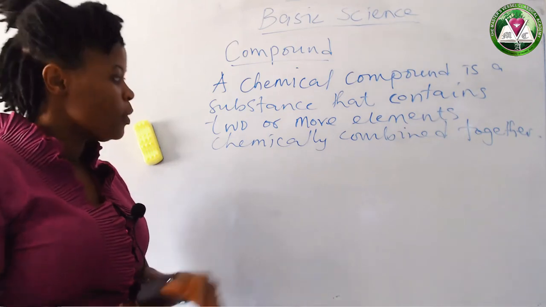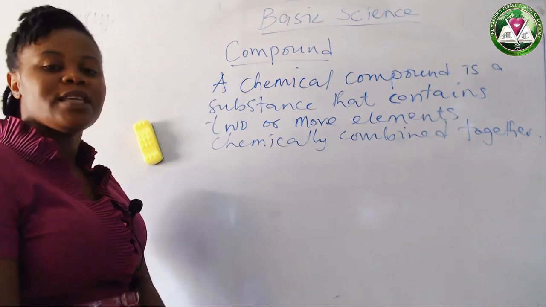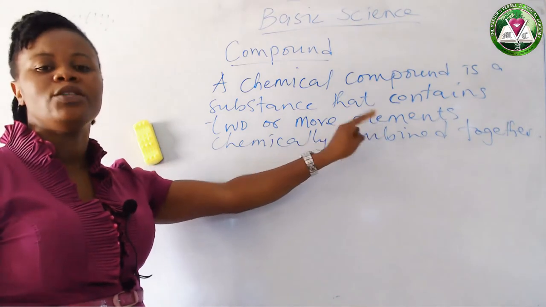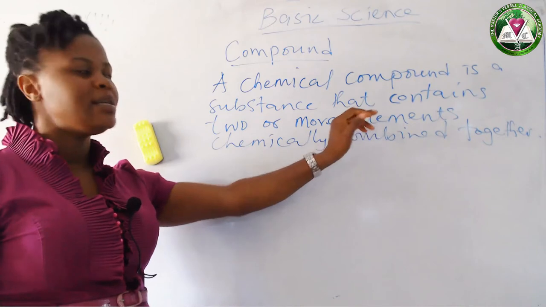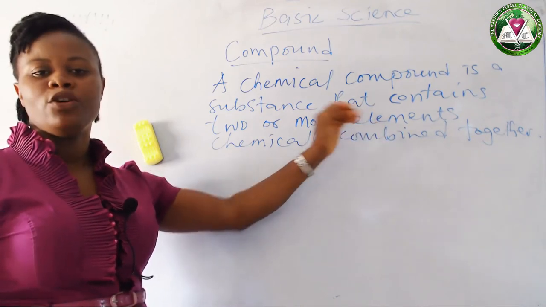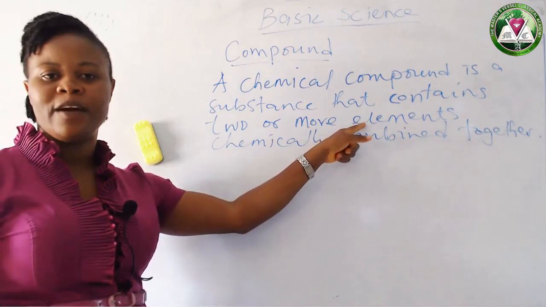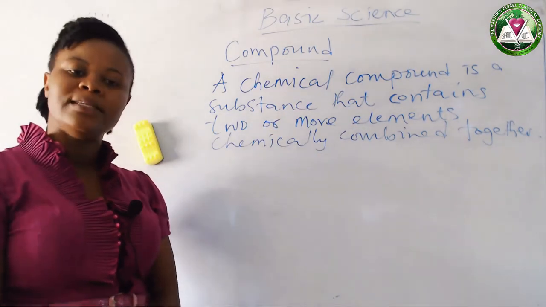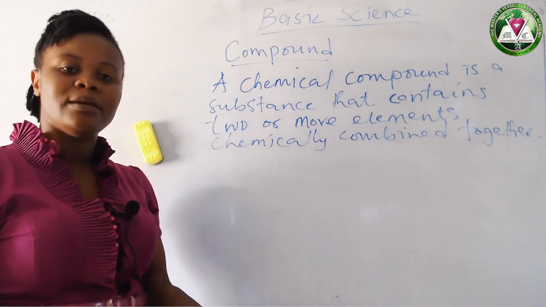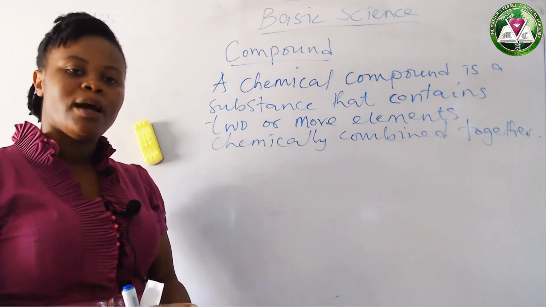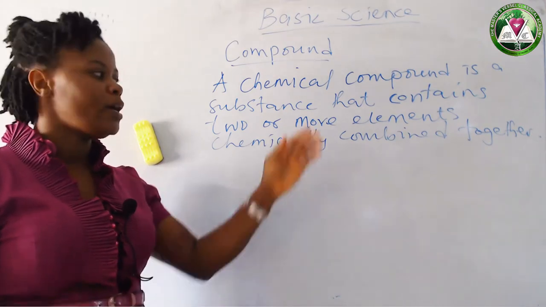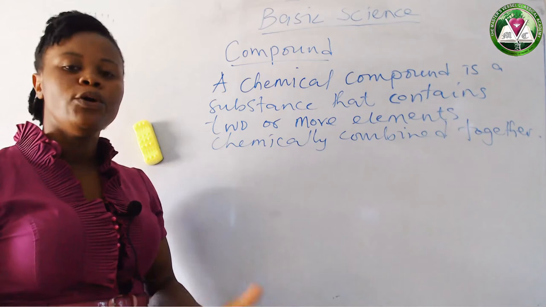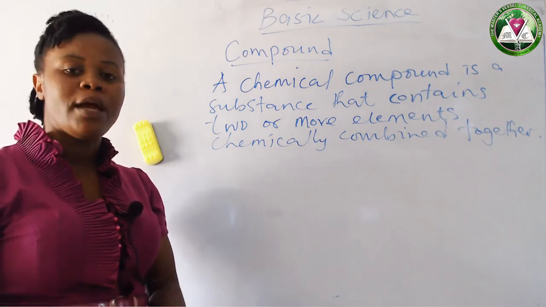Is that okay? Okay. Now, when you look at the definition of this chemical compound, you notice that we mentioned elements. It said that it contains two or more elements. So we may say, what is an element? In your GSS 1, I know I mentioned this element and I defined it. But just for us to refresh our memory, we will define it again. We said that an element is a substance which cannot be split. When I say split, it means to divide. Another word for split is to divide. So an element is a substance which cannot be split into simple unit by any ordinary process.